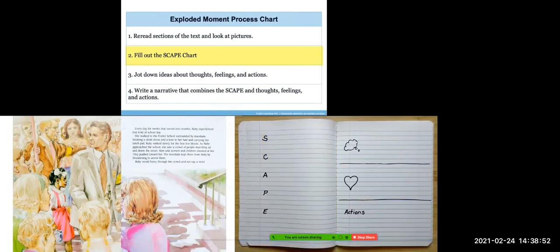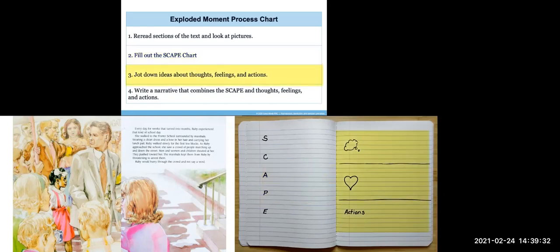A possible scape chart might sound like this. The setting is the France school, outside the France school to be more specific. Also, the characters were Ruby, the crowd of people, and also the marshals. The crowd of people were pushing toward Ruby and shouting at her. The marshals took action and kept her safe. Ruby also took action. She hurried through the crowd and did not say a word.